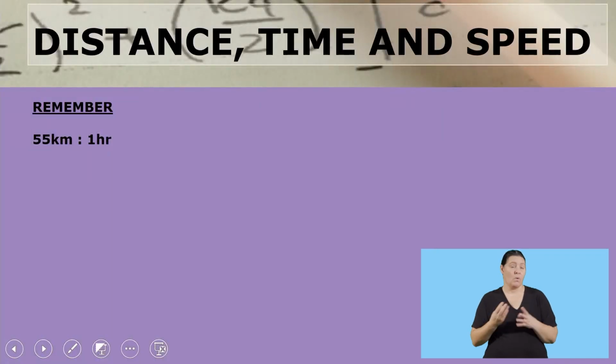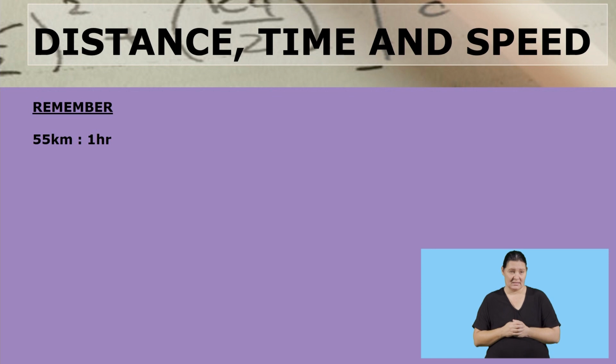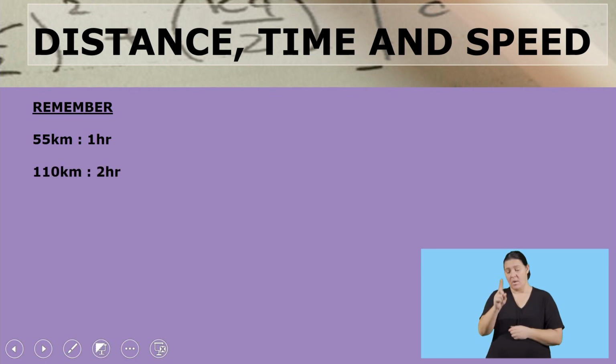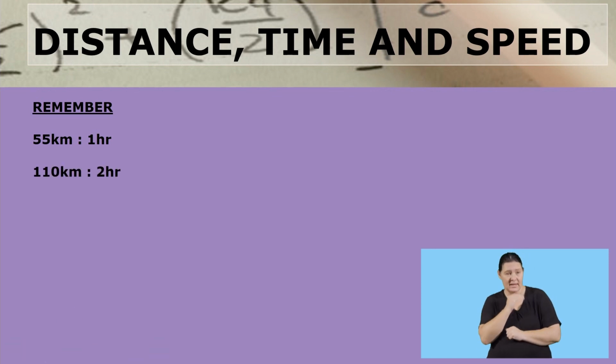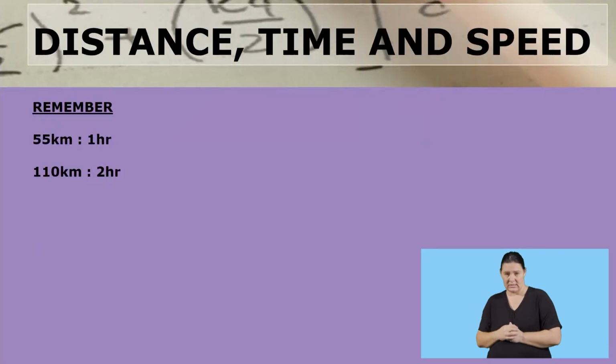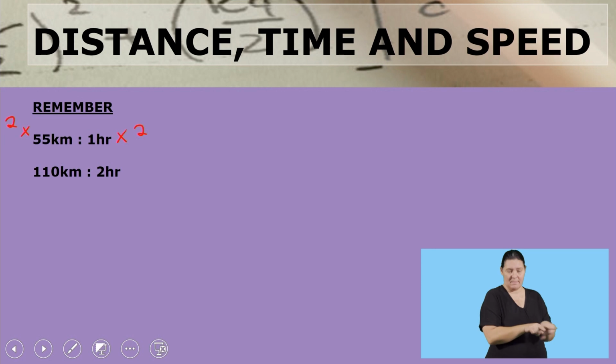Remember, when we are working with rate, now I have 55 kilometers is to 1 hour. That means if I move on to 2 hours, it is going to be 110 kilometers per 2 hours. What did I do to move from 1 hour to 2 hours? I multiplied by 2. I did not add 1 hour, I multiplied by 2. This means on the distance side, I'm going to multiply by 2 as well. And that will give me the 110 is to 2 hours.